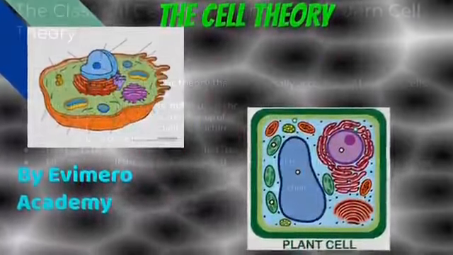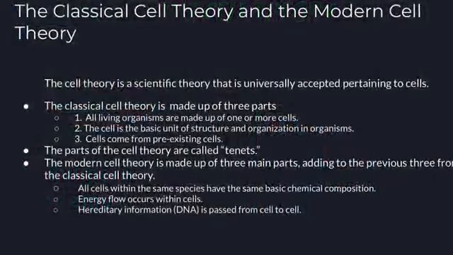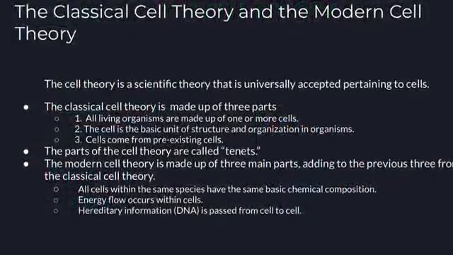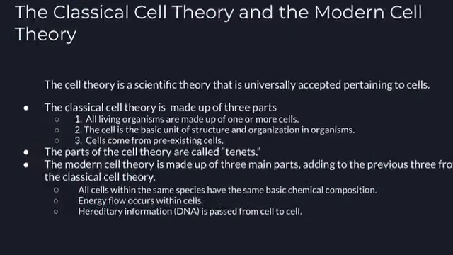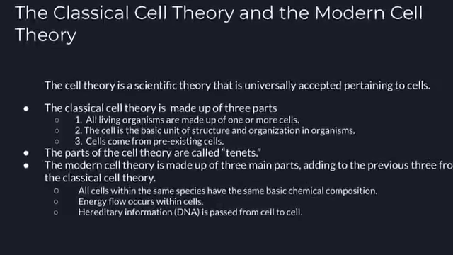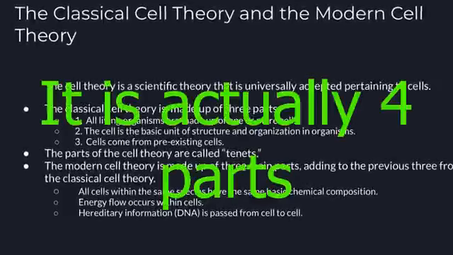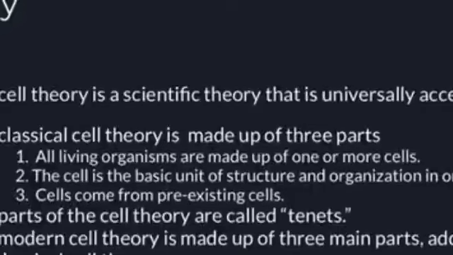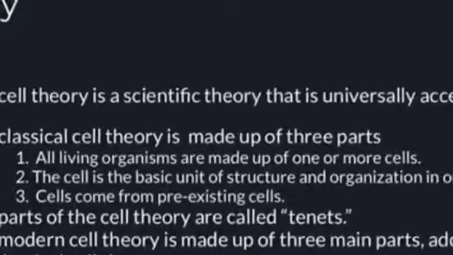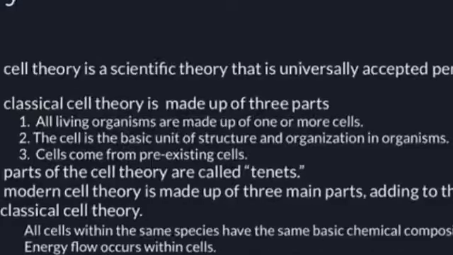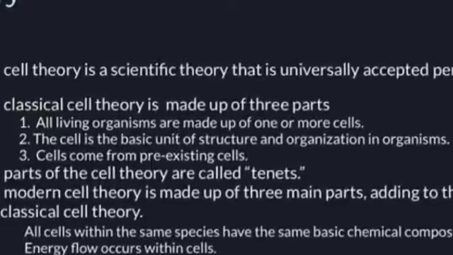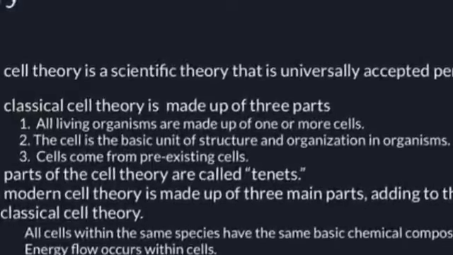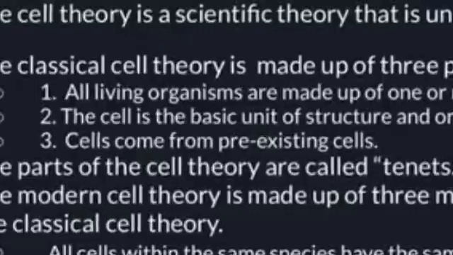Today I'll be talking about the cell theory. The cell theory is a scientific theory that is universally accepted pertaining to cells. The classical cell theory is made up of three parts. Number 1. All living organisms are made up of one or more cells. 2. The cell is the basic unit of structure and organization in organisms. 3. Cells come from pre-existing cells.